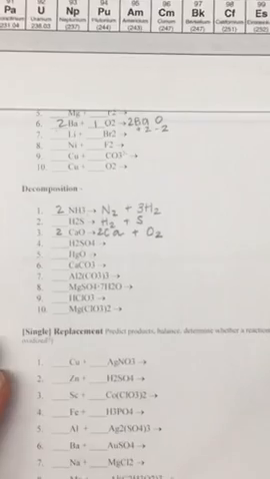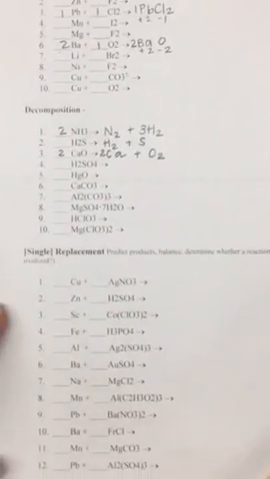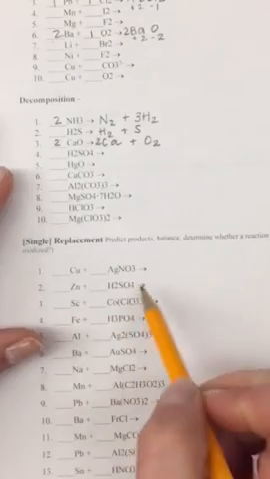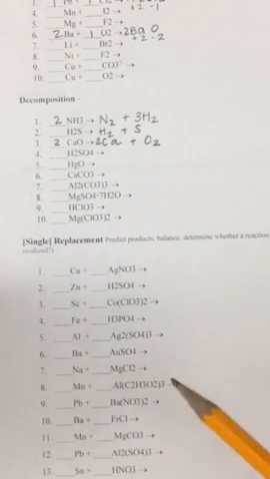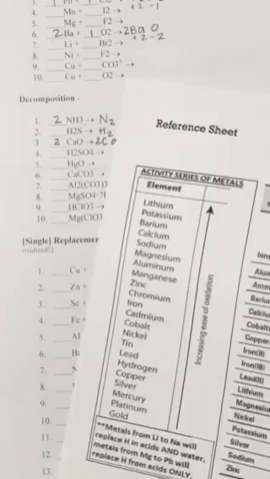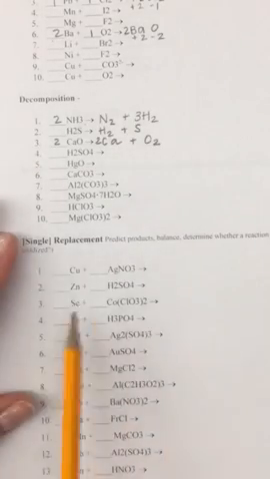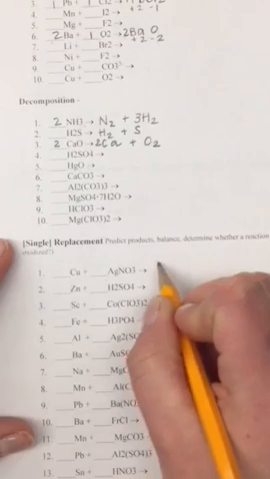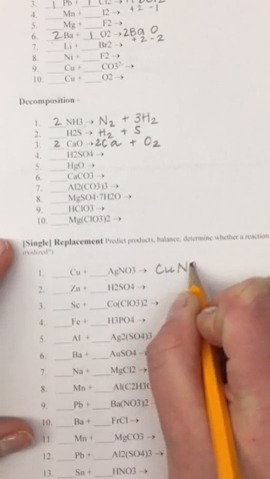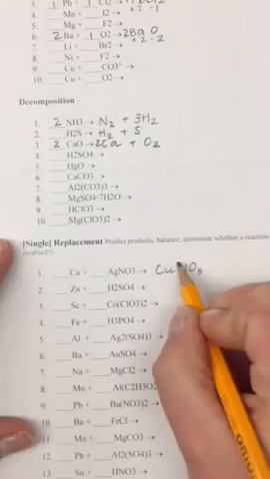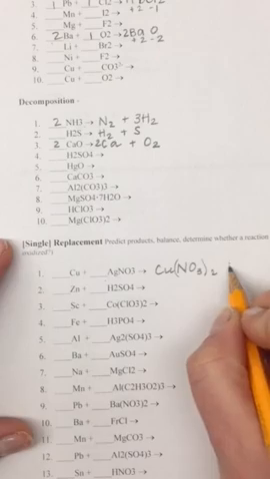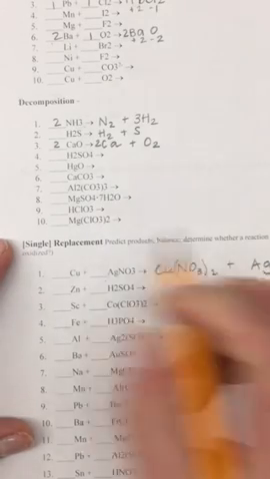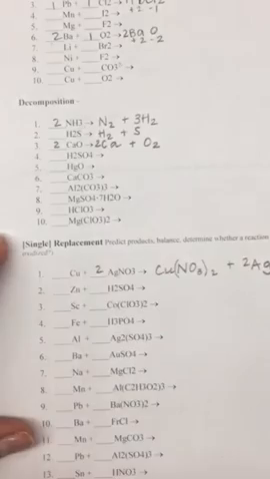Moving down to single replacement. So we've got copper and silver nitrate. So here we're predicting the products, balancing them, determining whether a reaction occurs, and since we're doing single replacement, we're going to take a look at our activity series on our reference sheet. So we have copper and silver nitrate, which would make copper nitrate. So we can assume that this is copper 2, so we're going to have 2 of those, plus a silver, which would mean we would need a 2 out here, a 2 here, and everything else will be 1.